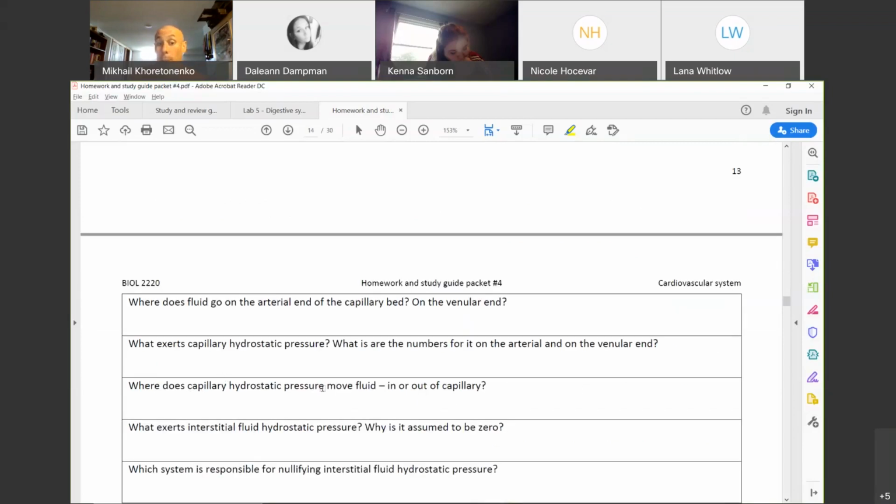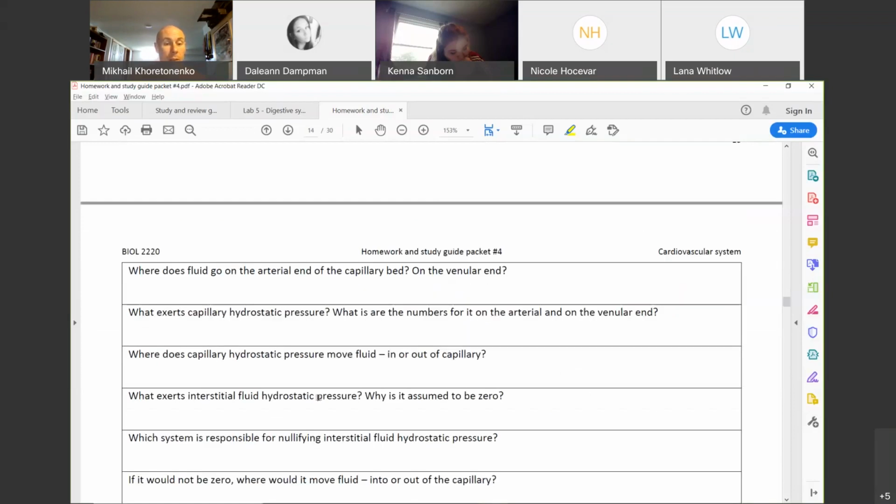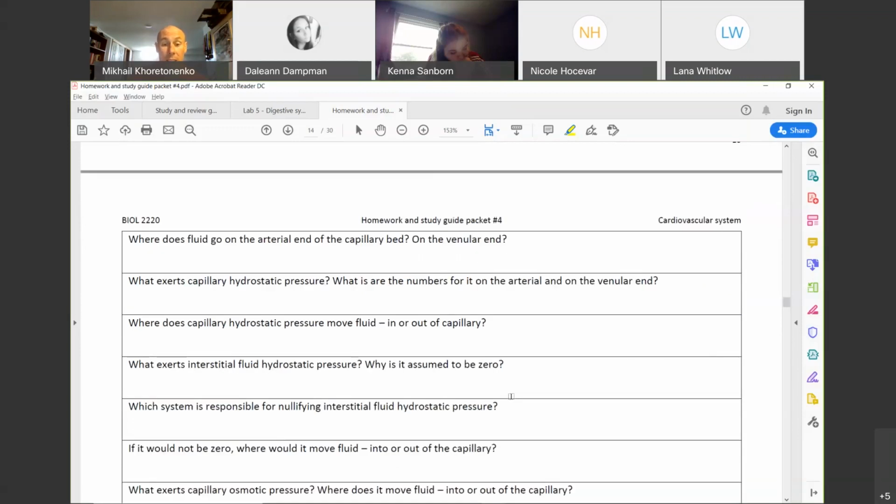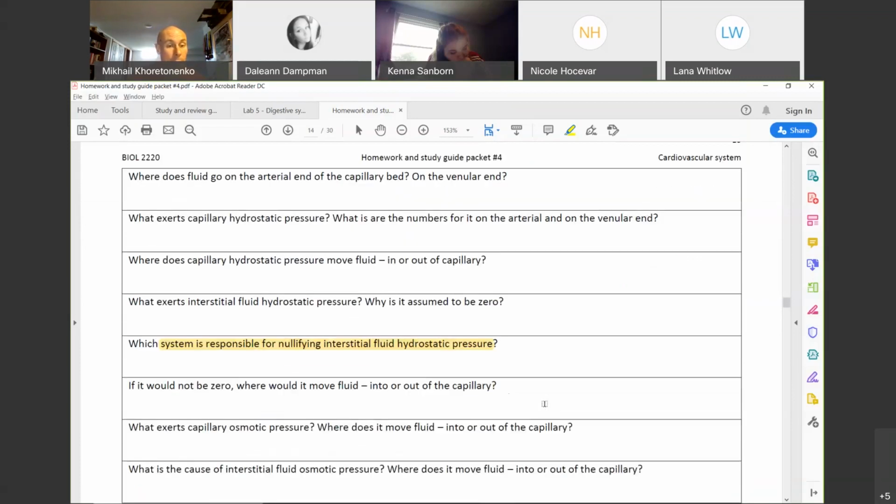Capillary hydrostatic pressure by itself moves fluid out of the capillary. Interstitial fluid hydrostatic pressure is the pressure of the interstitial fluid. It is assumed to be zero because we have a lymphatic system where all excess is constantly drained. So the lymphatic system is responsible for nullifying it. If it would not be zero, where would it move fluid? Into the capillary.